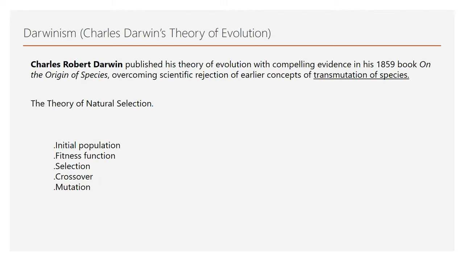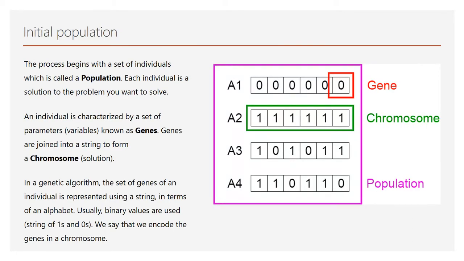So let's think about the initial population first. It is just like a set of genes, and as it is written here, the process begins with a set of individuals which is called a population. Each individual is a solution to the problem you want to solve, and an individual is characterized by a set of parameters known as genes. Like humans have 23 pairs of chromosomes.